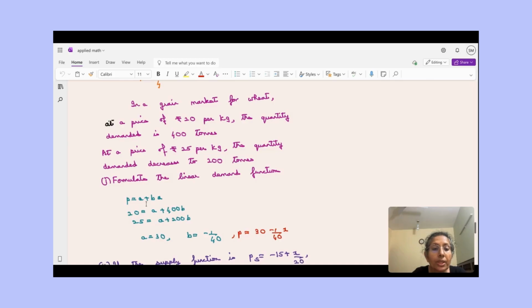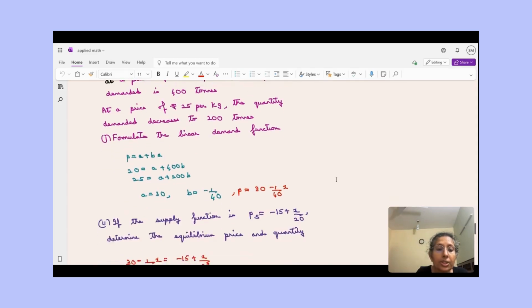So we use the formula P equal to A plus BX. So P is 20 equal to A plus B into X is 400, and then likewise 25 is A plus 200B. So solving these two equations, you get A is 30 and B is minus 1 by 40. So P becomes 30 minus 1 by 40 x.